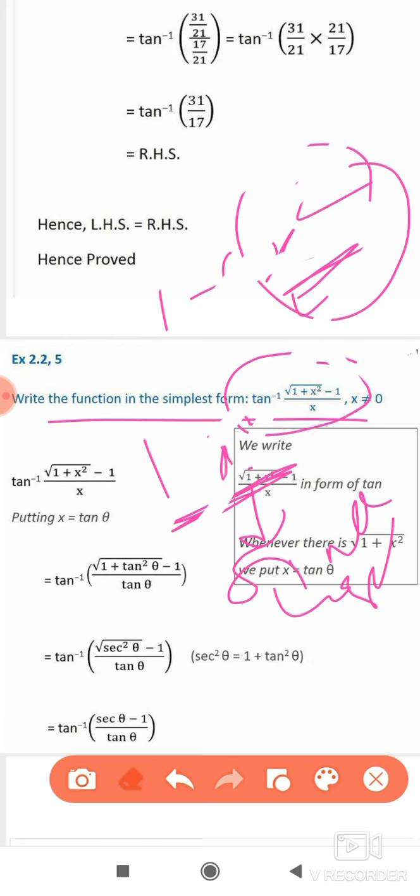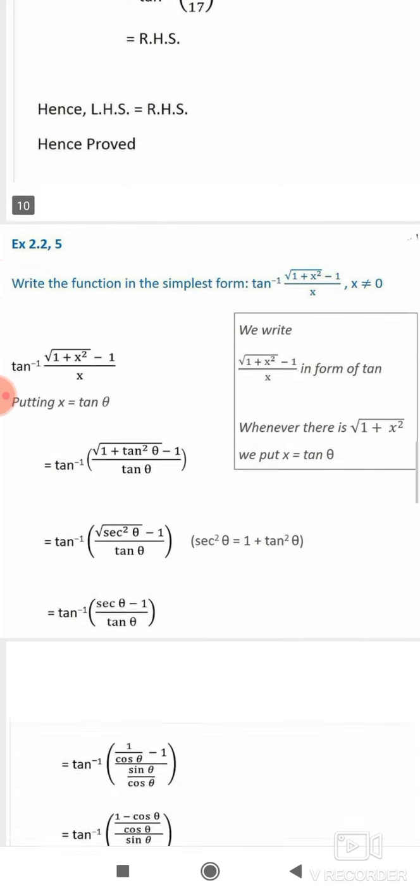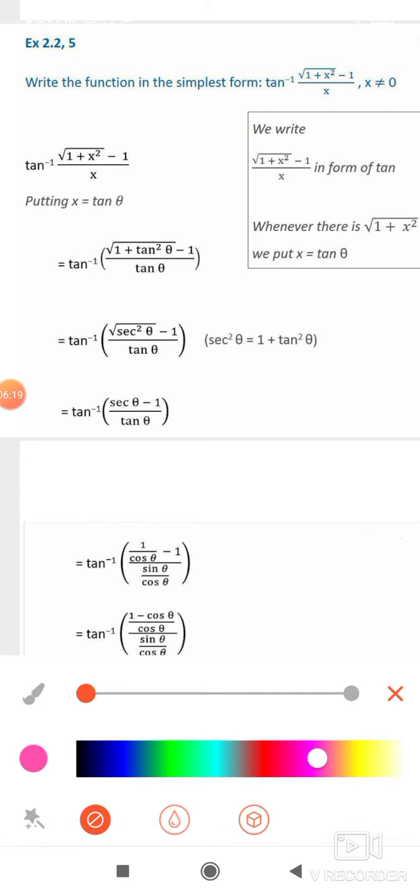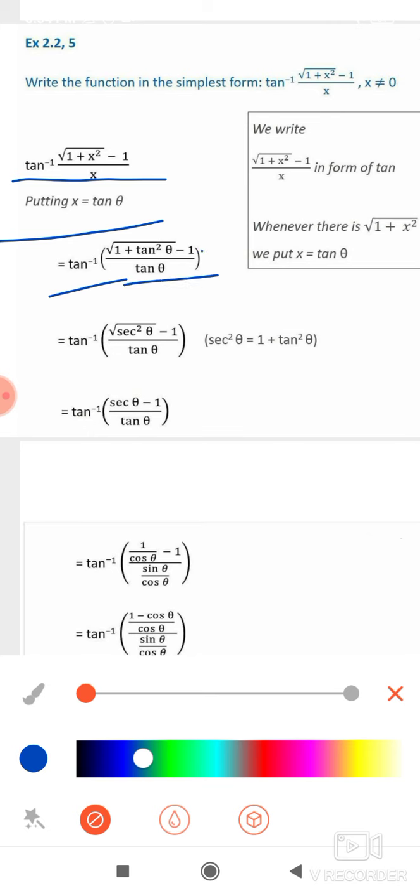Fine, so see, tan inverse of (under root 1 plus x square minus 1) divided by x. Putting x is equal to tan theta, we get tan inverse of (under root 1 plus tan square theta minus 1) over tan theta. Secant square theta is equal to 1 plus tan square theta, so it will be under root secant square theta minus 1 over tan theta, and under root secant square theta is secant theta, minus 1, divided by tan theta.